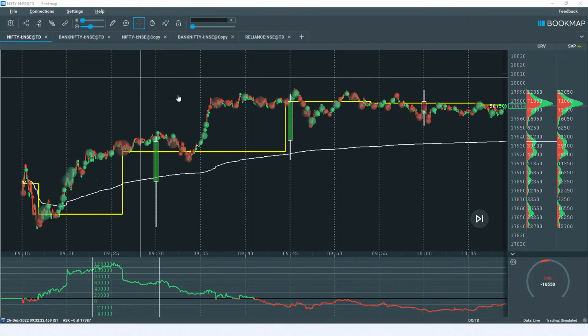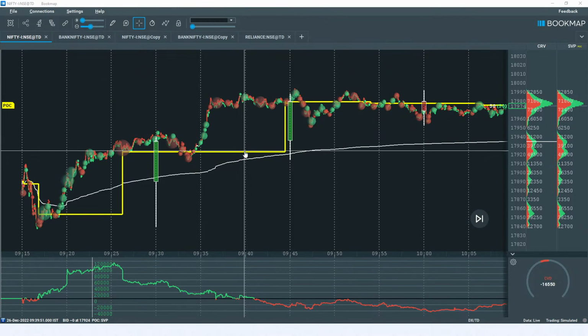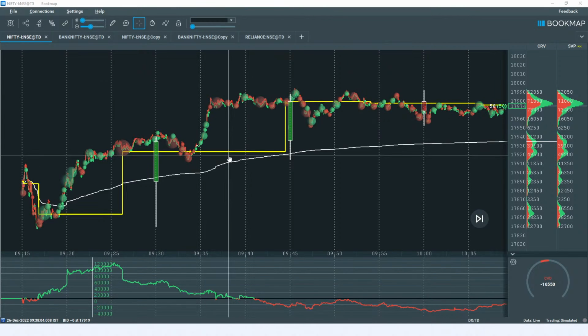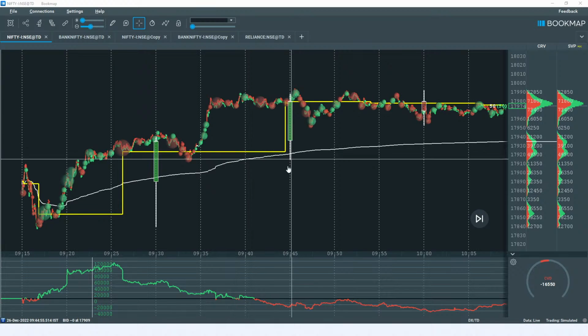Once this is clear to you, then we have this yellow line. This is nothing but the point of control. How do we get it? The calculation is very simple. Point of control is the price level where the maximum number of orders are placed and transactions are taking place at that particular point of time.